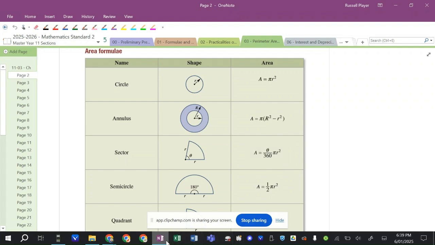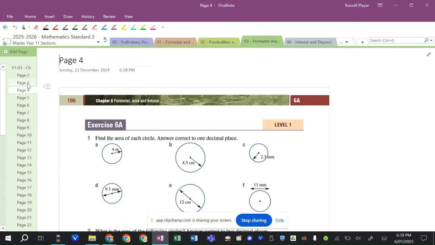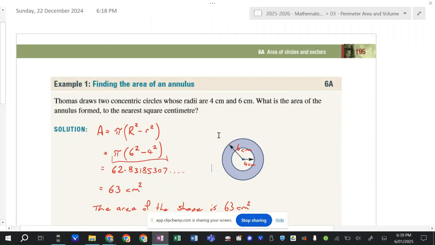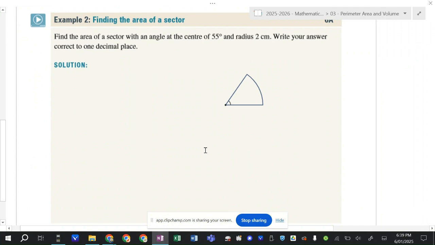So let's go back to the page we were on. Wrong one. There it is. So this formula, area equals theta over 360 times pi r squared. If you did the area of a full circle, it's just area equals pi r squared. If you were doing a quarter of that circle, you would have a quarter times pi r squared. If you were doing a half, you do half of pi r squared.